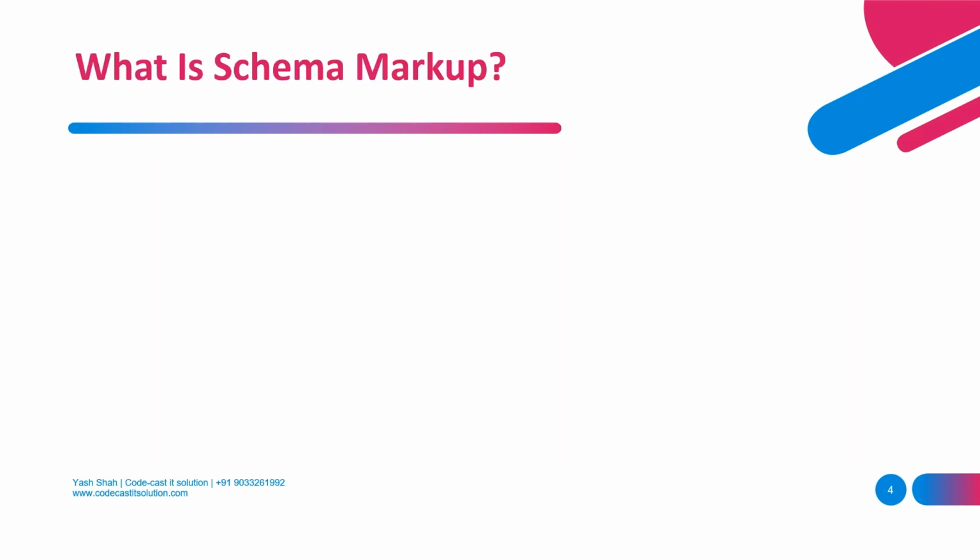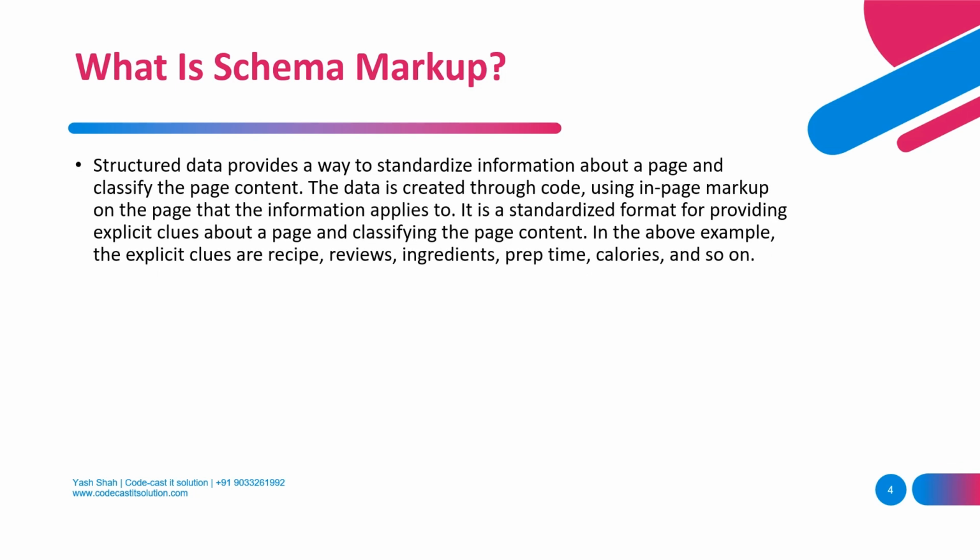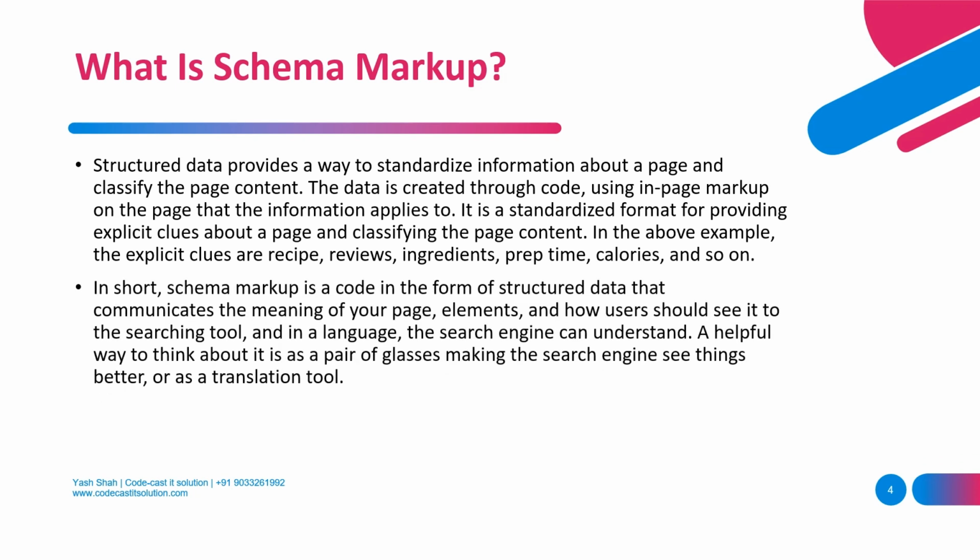Structured data provides a way to standardize information about a page and classify the page content. The data is created through code, using in-page markup on the page that the information applies to. It is a standardized format for providing explicit clues about a page and classifying the page content. In the above example, the explicit clues are recipe, reviews, ingredients, prep time, calories, and so on.